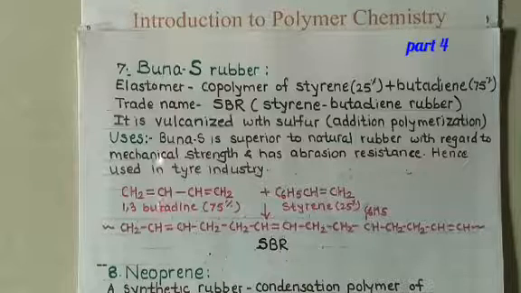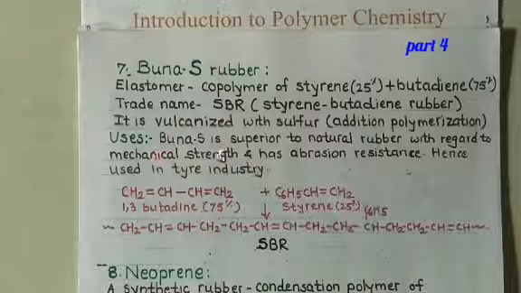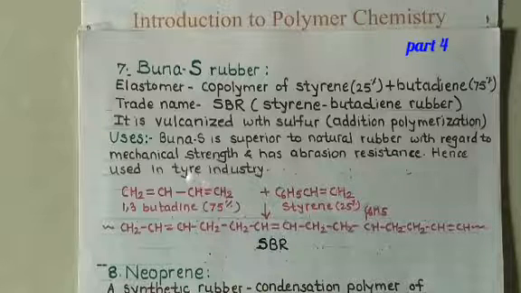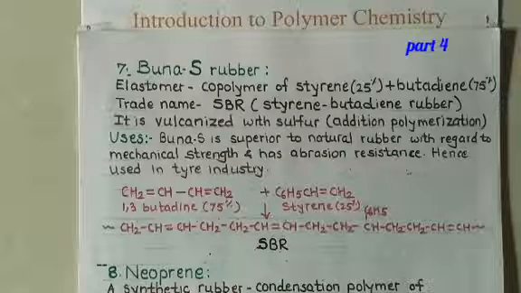What is the use of this Buna S? Buna S is superior to natural rubber with regard to mechanical strength and has abrasion resistance. That's why it is used in the tire industry. Compared to natural rubber, it has high mechanical strength and high abrasion resistance.